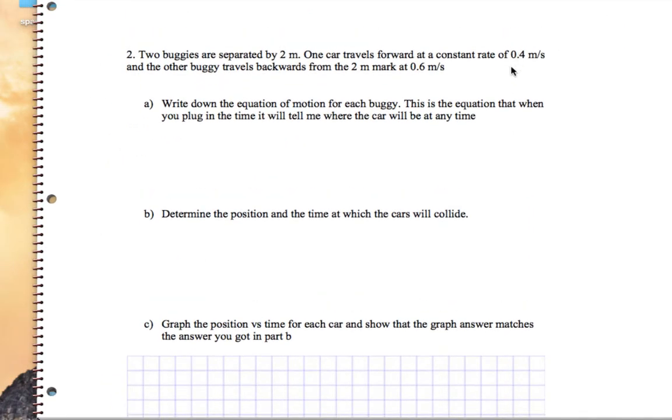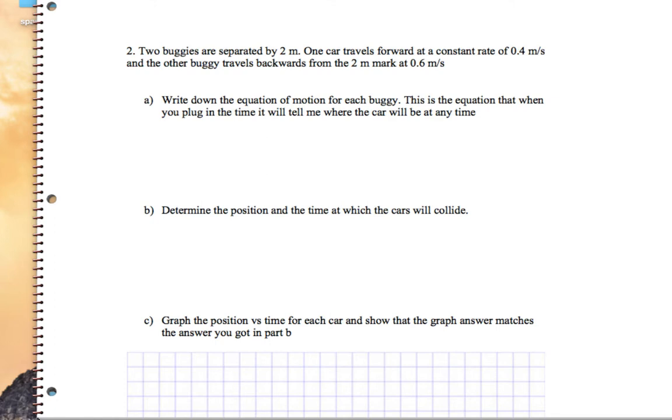Alright, so I want to make sure that we are doing this last little problem correctly. We have two buggies separated by 2 meters, and they're going to collide, and we want to write down the equations of the motion for each buggy. So that's that y equals mx plus b equation for each one.